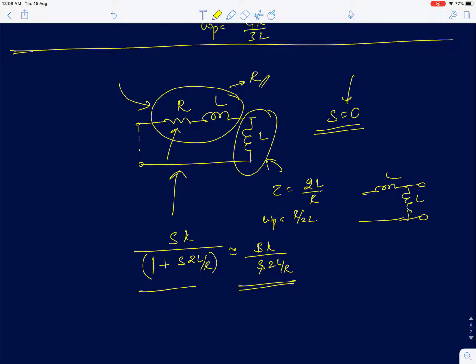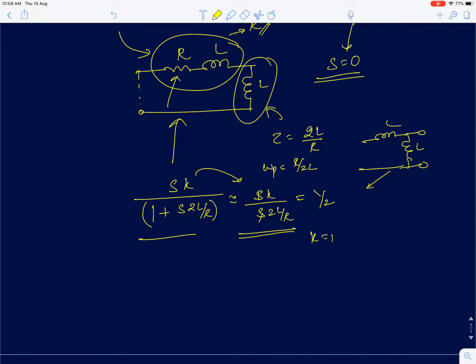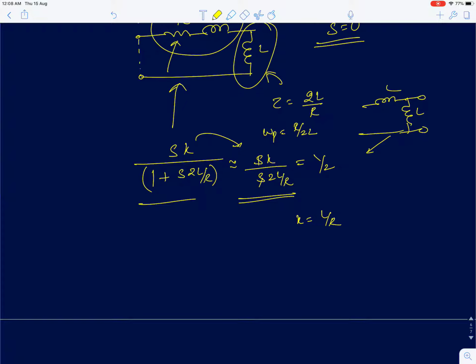Okay. From this, the value of the high frequency gain is simply half. From the circuit we can find the value of the high frequency gain, and we equate it here and get the value of k. Actually, k is not 1, it is L by R. So from that I can write the transfer function as SL by R by 1 plus S 2L by R.